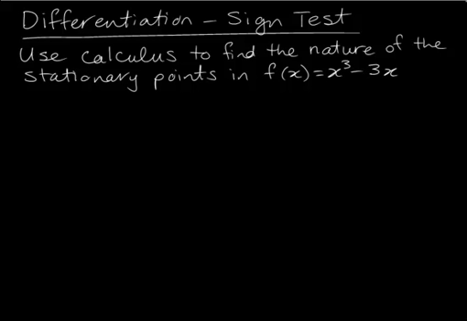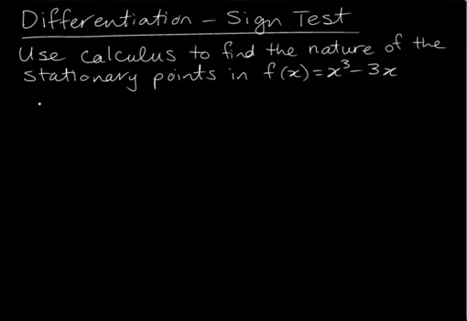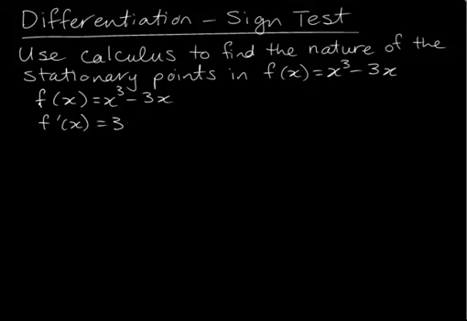Let's have a look at this example here. We're asked to use calculus to find the nature of the stationary points in this particular function. Well, to find the nature of this function, we better start off by finding the stationary points first. So my function is f of x equals x cubed minus 3x. I firstly differentiate it, so find f dash of x, so that's 3x squared take 3.